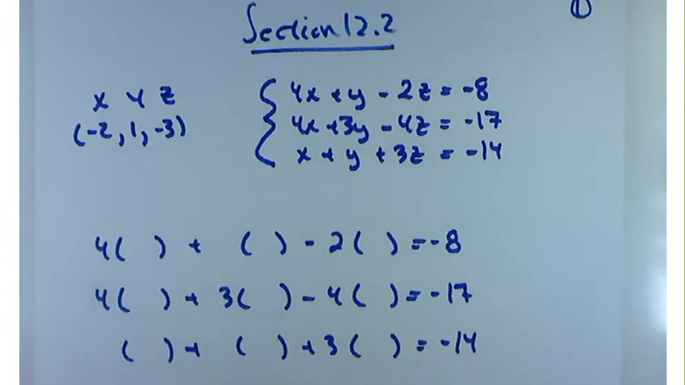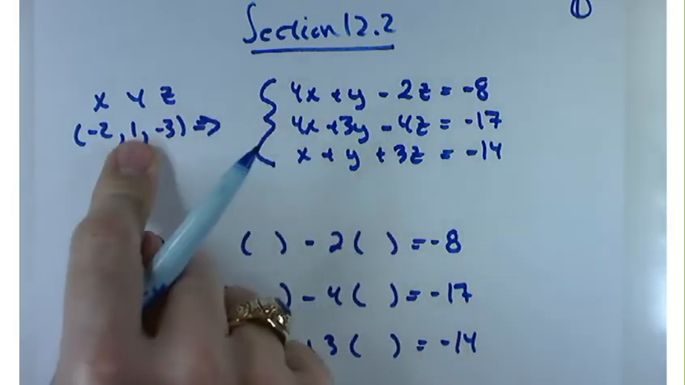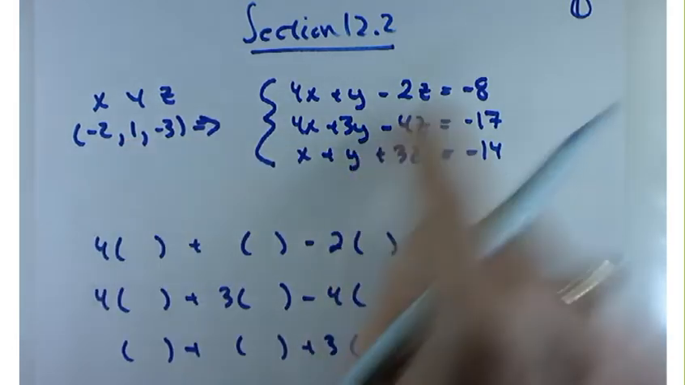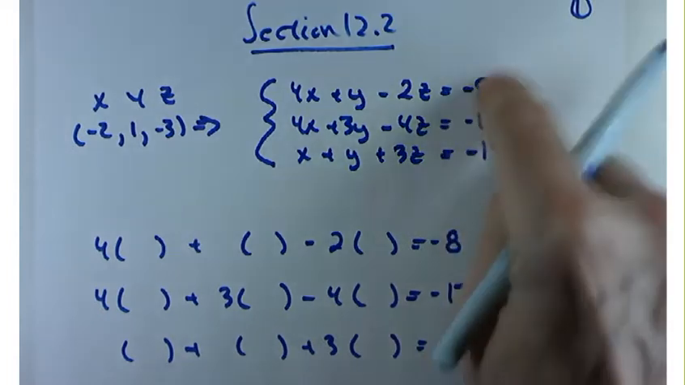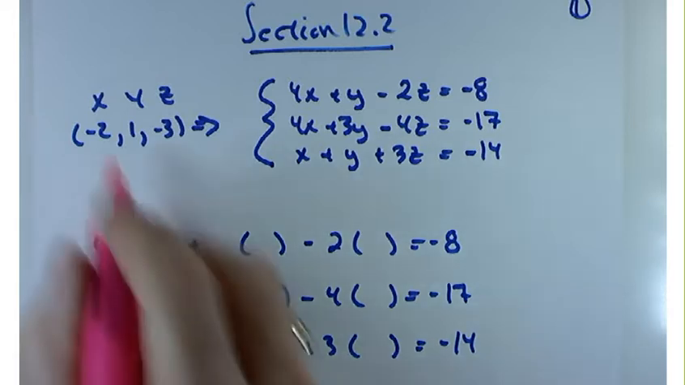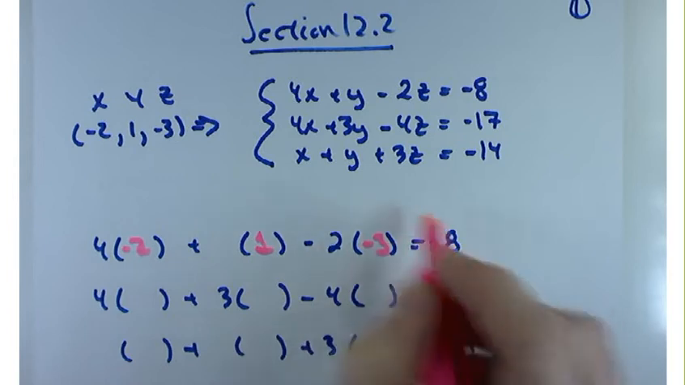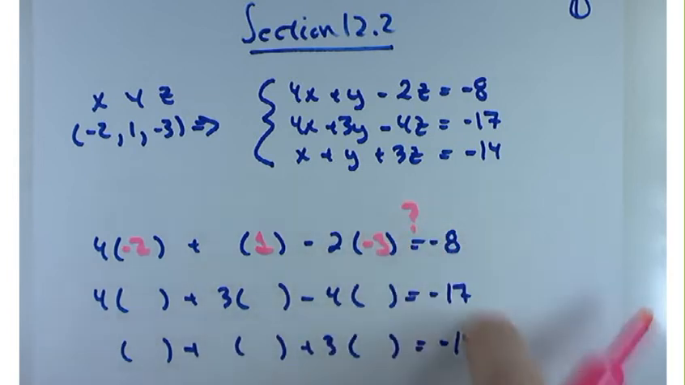So one problem that I could give you would be to test whether or not something is a solution to a system of equations, and that ordered triple would have to fit in each of these equations. In other words, it'd have to make them each true. So if I gave you something like this, your job would be to plug in -2, 1, and -3 and see if it worked in each one of these.